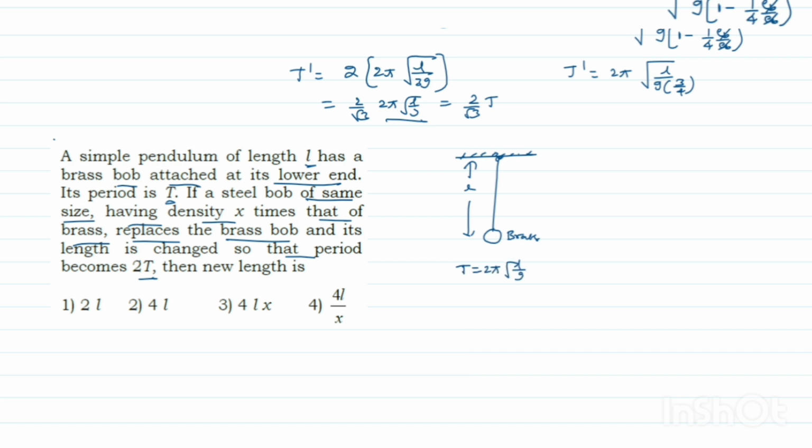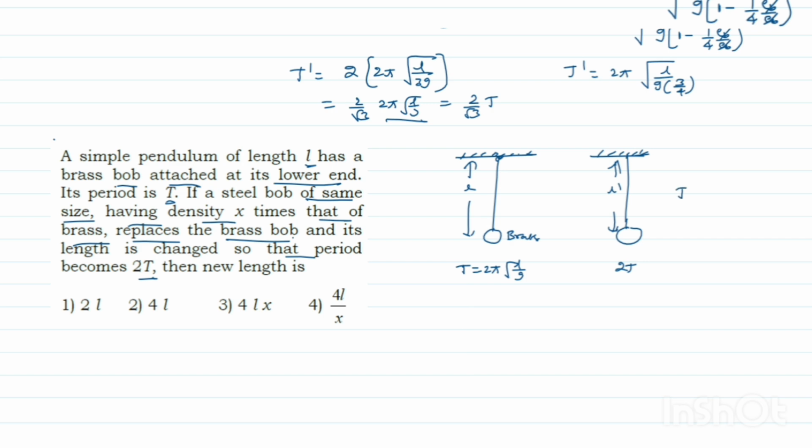Now here, if a steel bob of the same size, having a density x times that of the brass, replaces the brass bob, and its length is changed so that the period becomes 2T. The time period is given as 2T when you are replacing it. So the new length they are asking, what is the length of this one, L dash value they are asking.